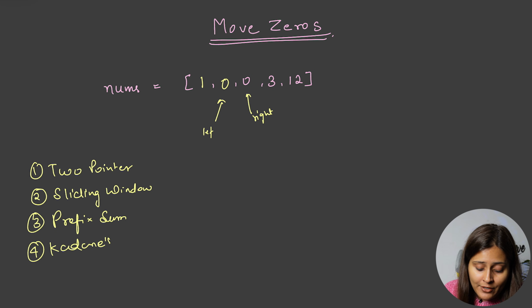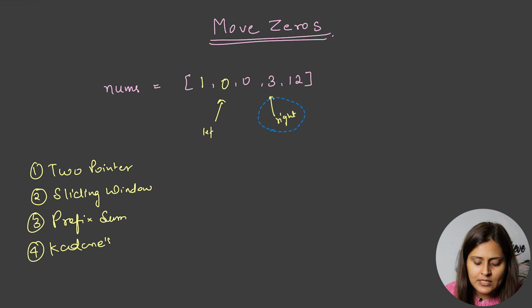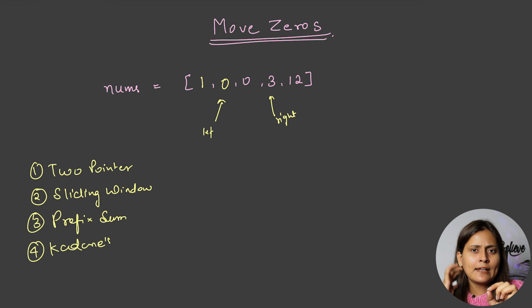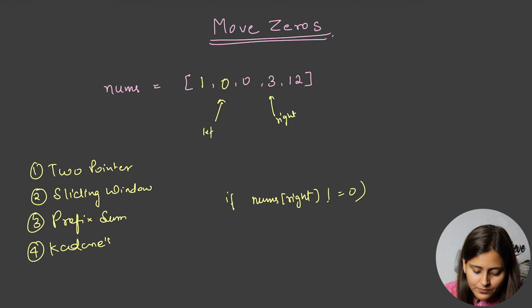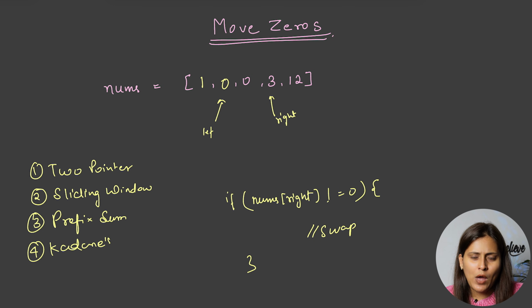Now after this, again right will ask, hey, are you non-zero? It will say, no, I am 0. So again, if this is 0, the right pointer will simply move forward without even swapping. So what we are doing, we can write this simple point in the code, correct? If nums of right is not equal to 0, then only swapping is needed. And if not, then swapping is not needed. We will simply do right plus plus.